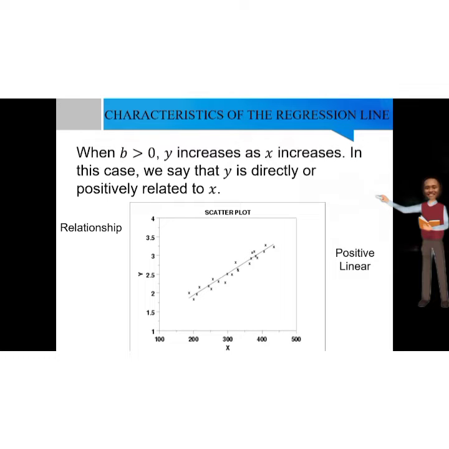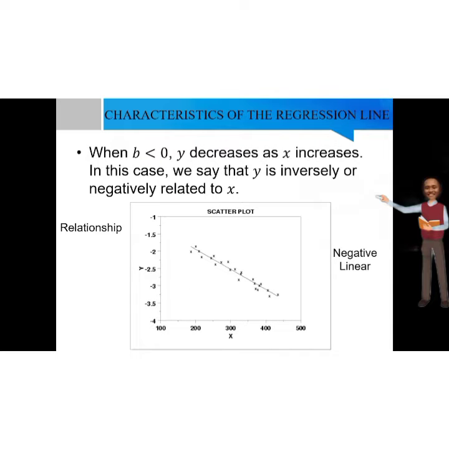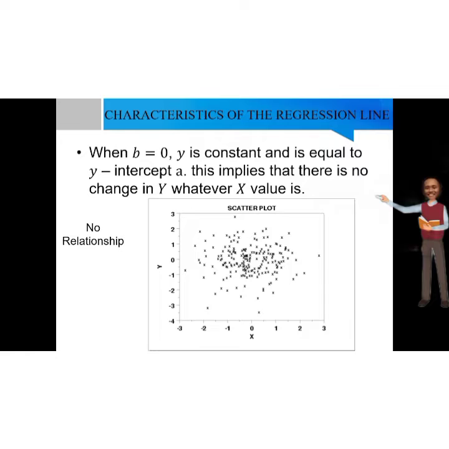The characteristics of the regression line. When b is greater than 0, y increases as x increases. In this case, we say that y is directly or positively related to x. When b is less than 0, y decreases as x increases. In this case, we say that y is inversely or negatively related to x. When b is equal to 0, y is constant and equal to the y-intercept. This implies that there is no change in y whatever the x value is.